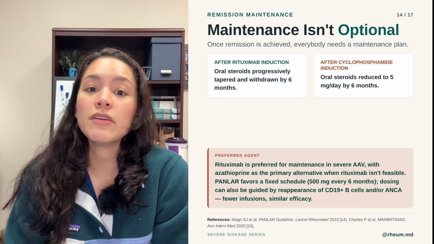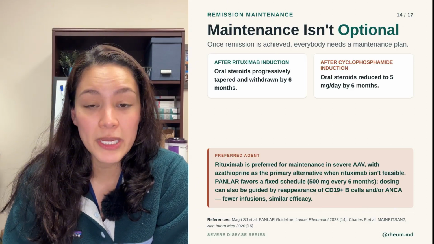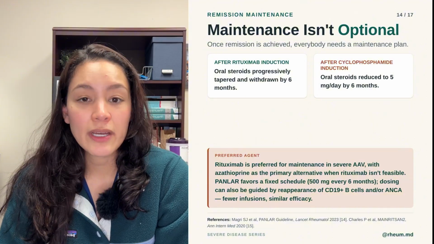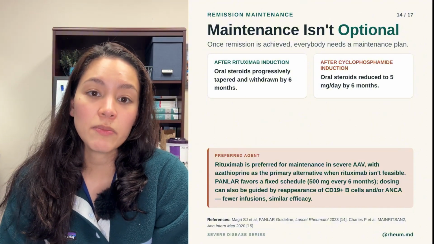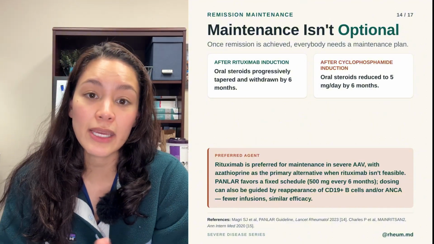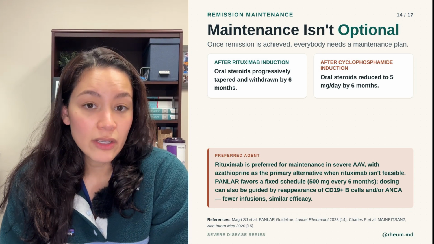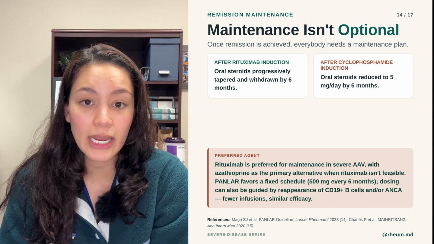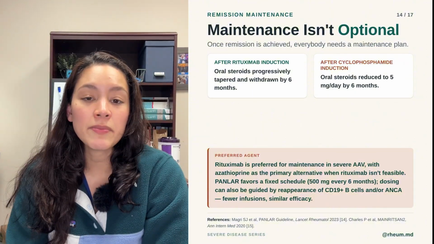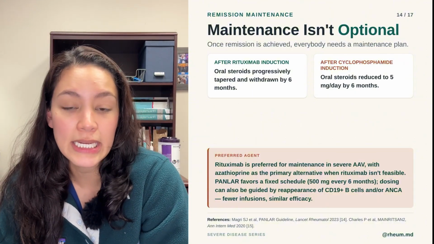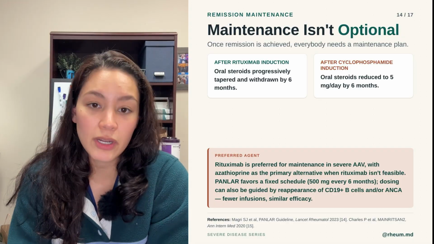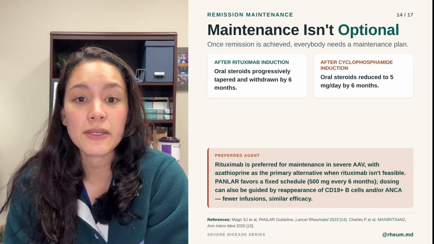Once remission is achieved, everybody goes on maintenance therapy. We taper steroids as quickly as we can. After rituximab induction, the goal is to be completely off steroids by the end of 6 months. After Cytoxan induction, the goal is to be down to 5 milligrams per day by the end of 6 months. Rituximab is preferred for remission maintenance, with azathioprine being the primary alternative if rituximab cannot be used for whatever reason.